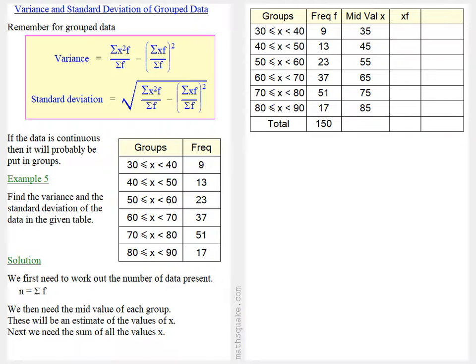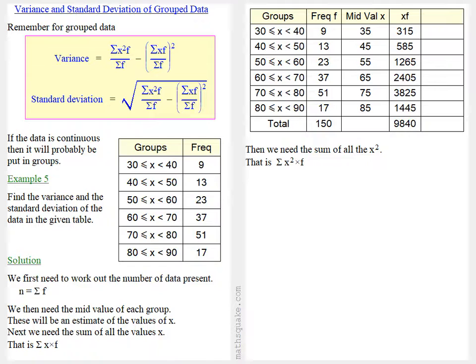Now we have 9 data with a mid-value of 35, so that's 9 times 35, which is 315, and 13 with a mid-value of 45, so that's 13 times 45, which is 585, and so on: 1,265, 2,405, 3,825 and 1,445. So the sum of all the values of x is sigma xf, and so we add all the numbers in the xf column, which altogether comes to 9,840.